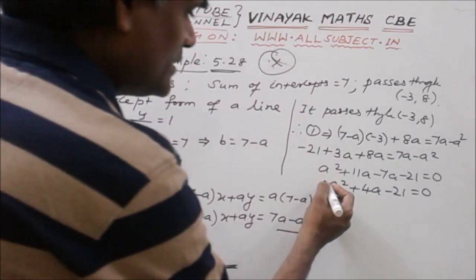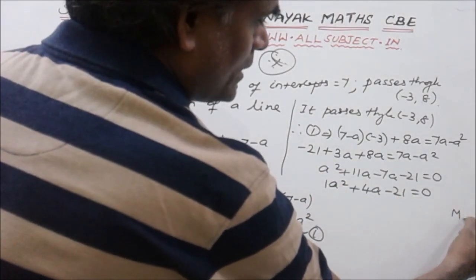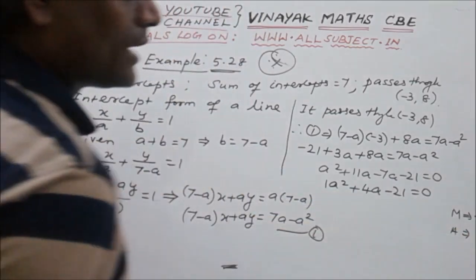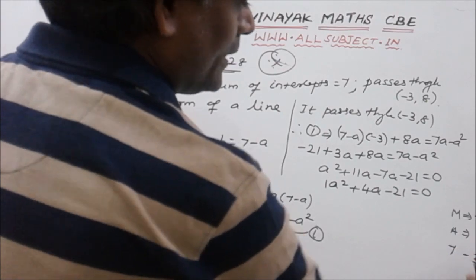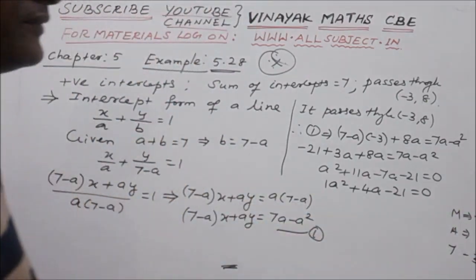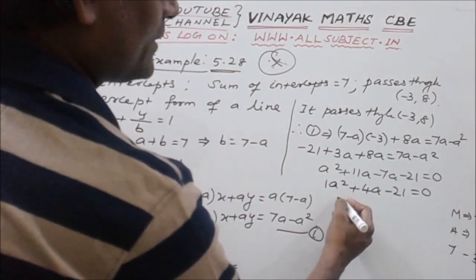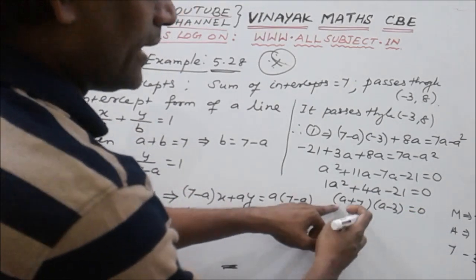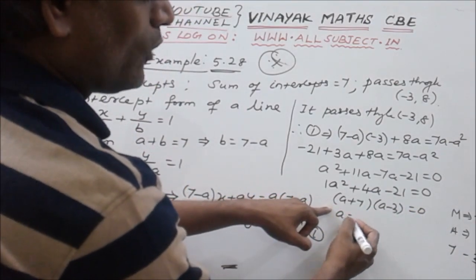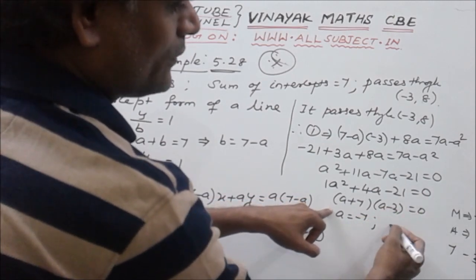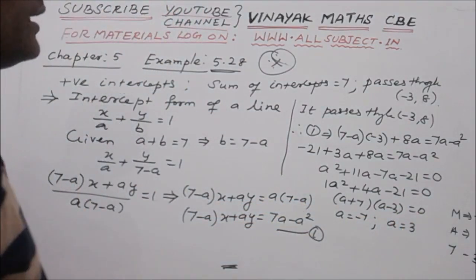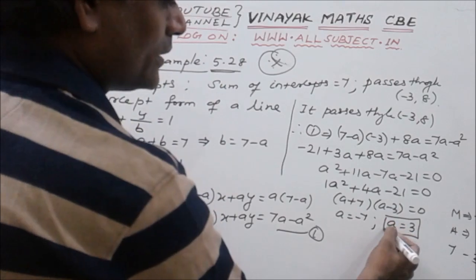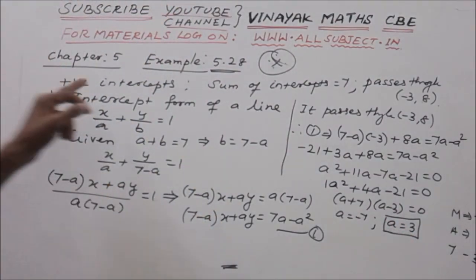Factor it. We need two numbers which multiply to give minus 21 and add to give 4. They are 7 and minus 3. When we multiply you get minus 21, when we add you get 4. So these are the factors. (a plus 7)(a minus 3) equal to 0, which implies a plus 7 equal to 0 so a equal to minus 7, and a minus 3 equal to 0, which implies a equal to 3. Given only positive intercepts, we can omit minus 7 and take a equal to 3 only, because the intercepts are positive.